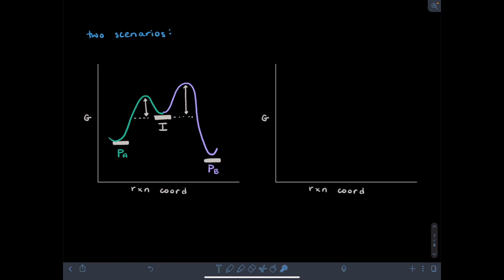The kinetic product arises by the lower energy pathway. That's going to the left, so product A is our kinetic product. Then our thermodynamic product is simply the lower energy product, product B. So in this scenario, our kinetic product and thermodynamic product are different.